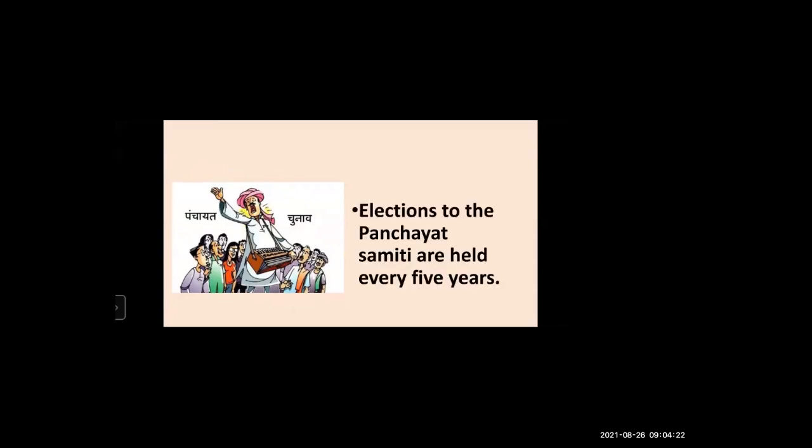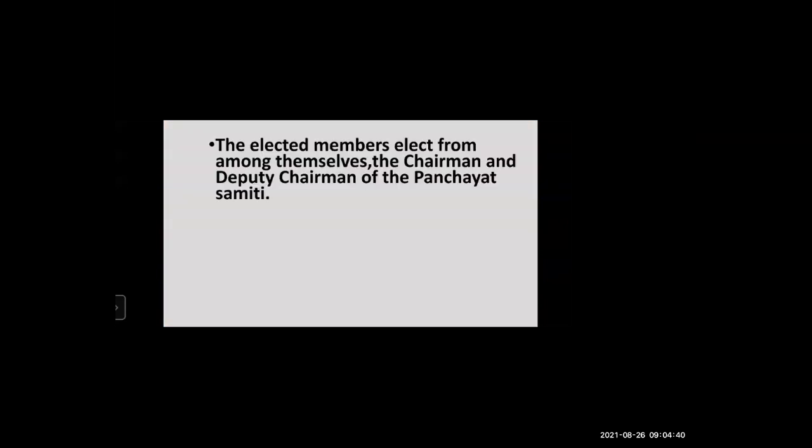Now, who are the officers appointed here? For that, election is done. The elections to the Panchayat Samiti are held every 5 years, meaning after every 5 years, elections are held for Panchayat Samiti. The elected members choose from among themselves the chairman and deputy chairman of the Panchayat Samiti. Who are the main persons here? The chairman and the deputy chairman. They look after the work of Panchayat Samiti.